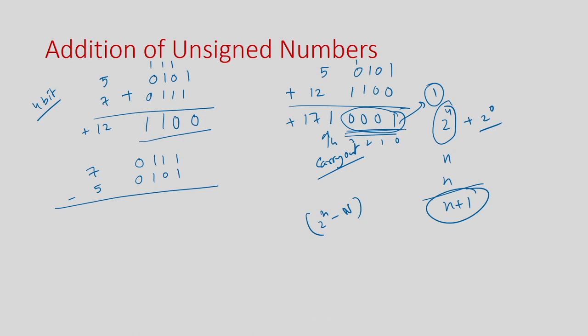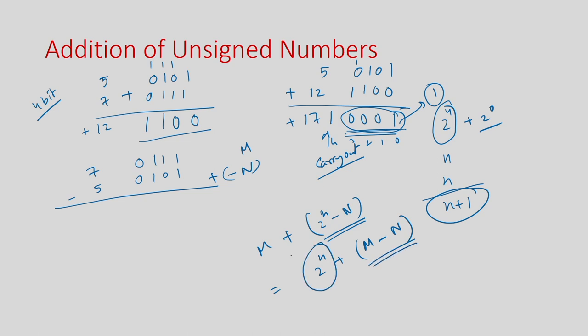So now if I add this value with 7, suppose I am doing m minus n in general. What I can do is take the 2's complement of n, which is 2 to the power n minus n, and I just do an addition with this. So I will do m plus this. So what is going to happen? I will get 2 to the power n plus m minus n. So this is my desired thing.